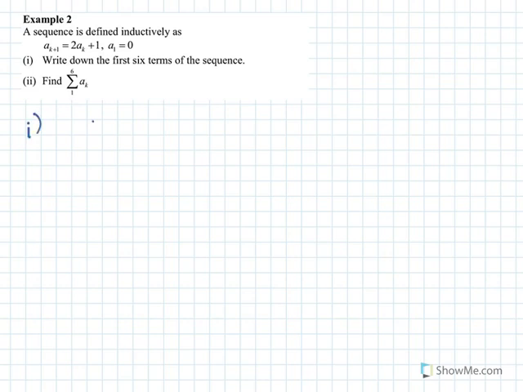So the first term is 0. It says a1 is 0. And to get to the next term, I need to times by 2 and then add 1. It's going to be 1. Times by 2, add 1 is 3, I hope. Times by 2, add 1 is 7. Times by 2, add 1 is 15. Times by 2, add 1 is 31.